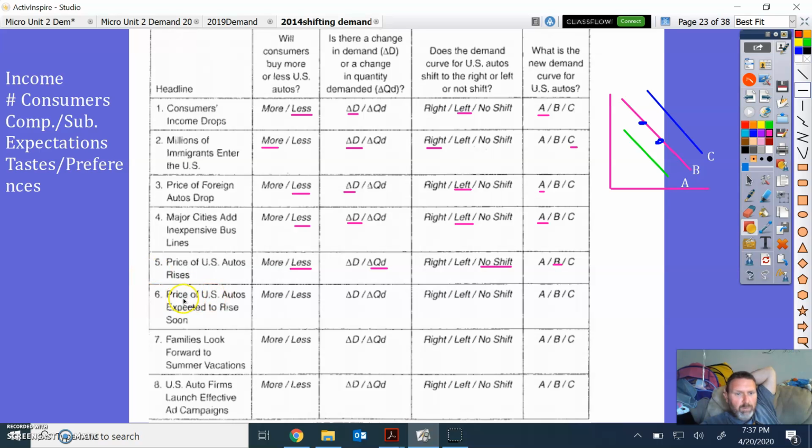Now, price of U.S. autos expected to rise soon. Oh, I'll buy U.S. autos now. More. That is a shift in demand. Right, C.